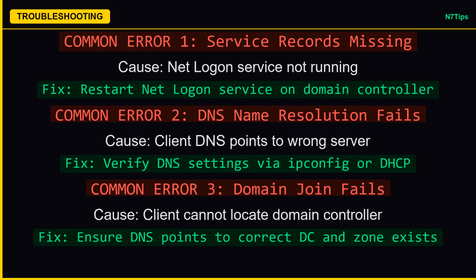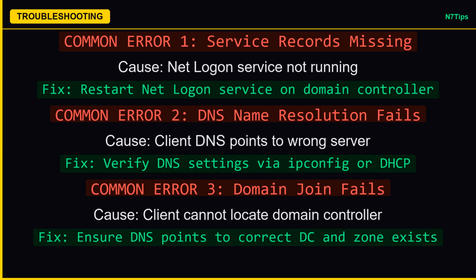Let me cover the 3 most common DNS issues you'll encounter in Active Directory environments. First, service records are missing from your DNS zone. This usually happens when the NetLogon service on your domain controller hasn't registered the records yet. The fix is straightforward: go to Services on your domain controller and restart the NetLogon service. This forces the service records to register immediately.